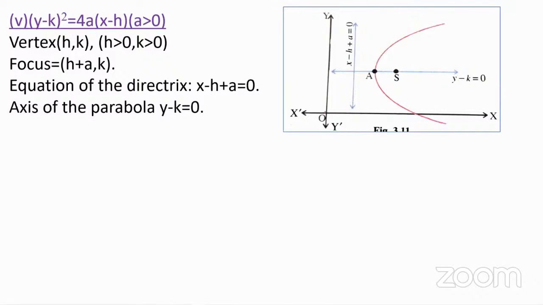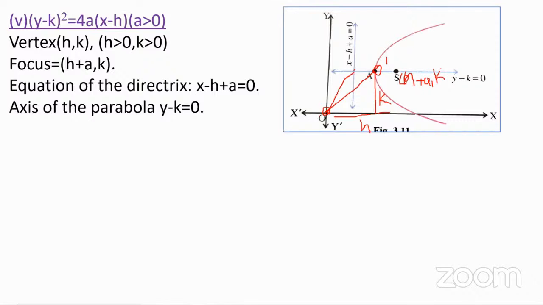Here this is the origin, and the origin is shifted to the vertex, that is h comma k. This value is h, this value is k, and the focus is h plus a comma k.